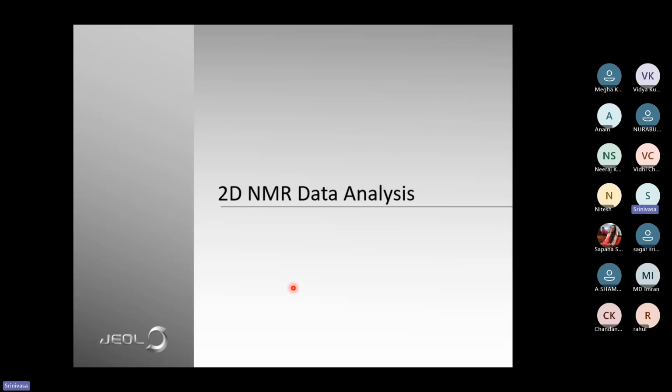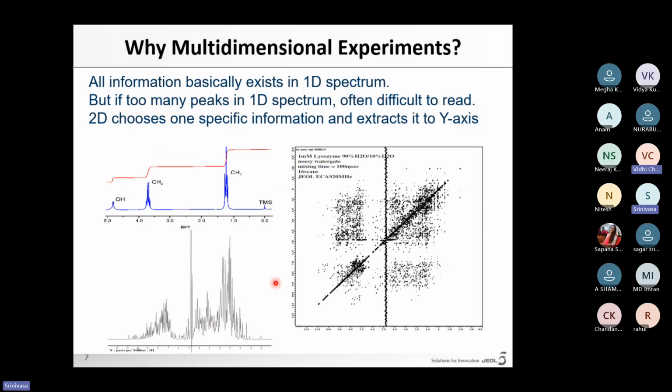If you have any special requirement for an experiment, please let me know. I can give you my email ID, and you can tell me what you want to do, and I can check whether it is possible. Then I'll let you know whether it can be done on your system. And let me begin the 2D NMR data analysis side. See, the first question that comes: why is 2D NMR required? That is, why is a multi-dimensional experiment required?